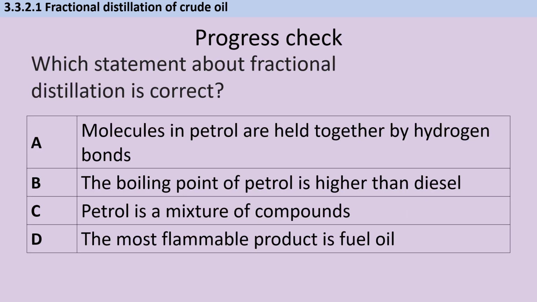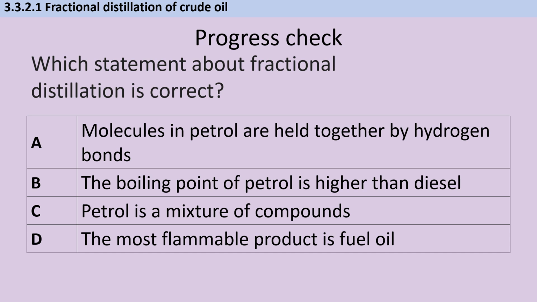That's it for content, so let's go through a few exam questions just to make sure you're happy with what we've covered. First of all, a multiple choice question. Which of these statements is correct? A, molecules in petrol are held together by hydrogen bonds. B, the boiling point of petrol is higher than diesel. C, petrol is a mixture of compounds. Or D, the most flammable product is fuel oil.